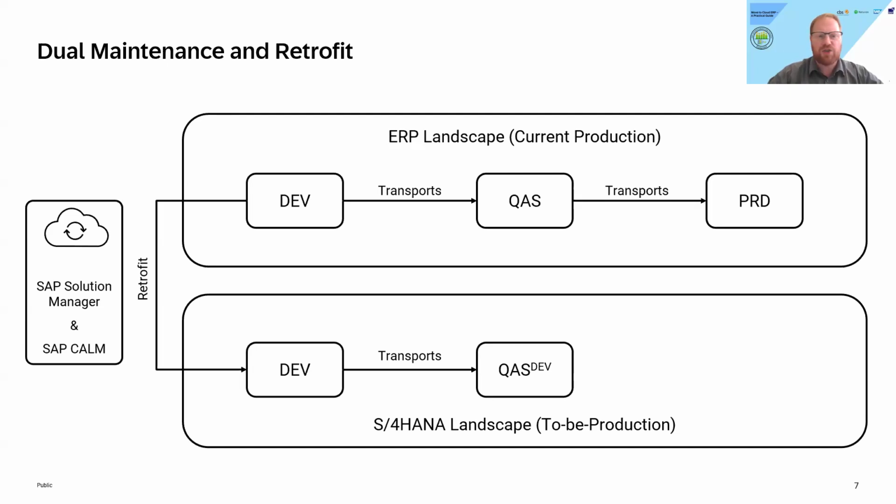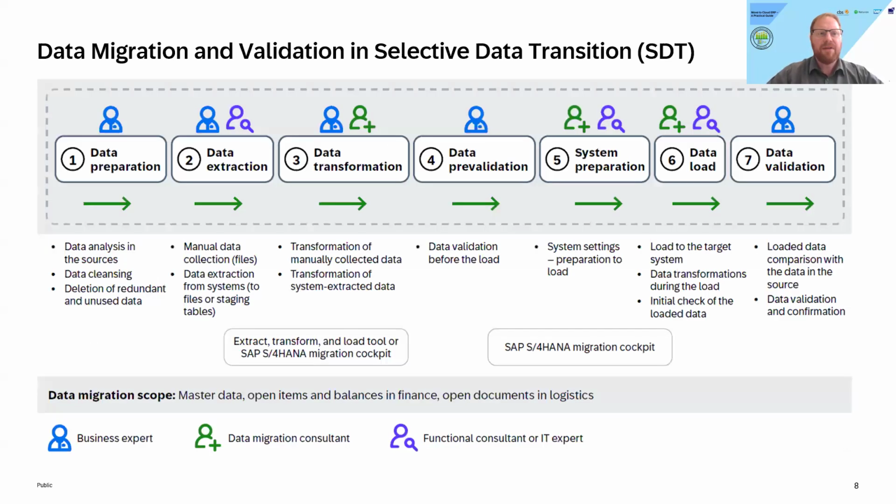They don't stop innovating or changing processes and configuration and setup in their existing ERP system landscape. So, of course, you have to make sure that both those system landscapes stay in touch and aligned very well. So you're not going to implement long-running freezes and so on and so forth. Then next, we will go over the heart of SDT, which is the actual data migration.